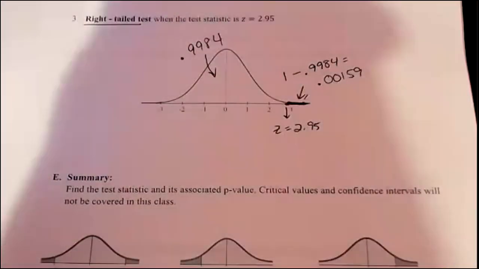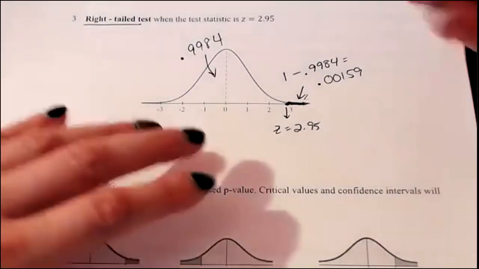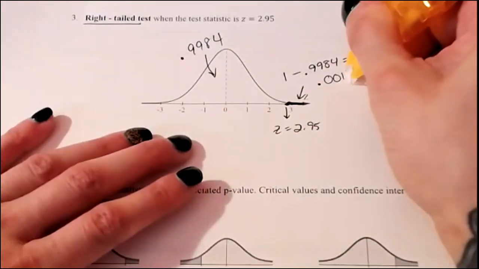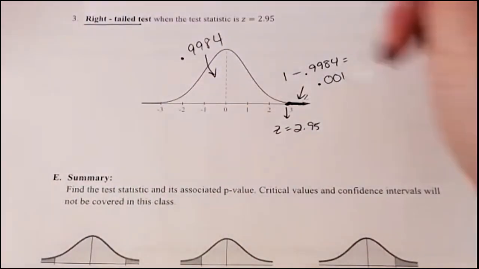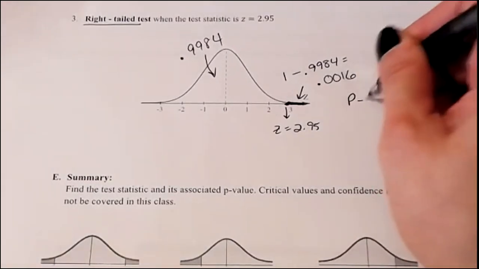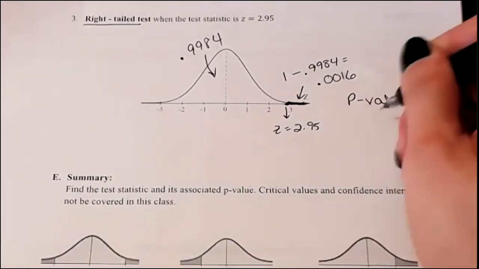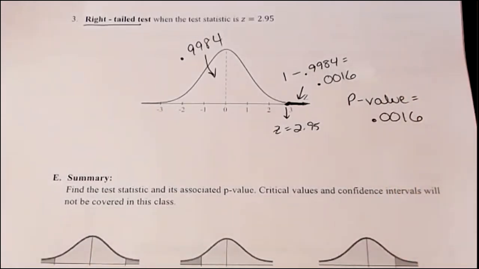I didn't mean to write 159. Hold on. It should be 16. That's my bad. I had a different table last time. So 0.0016 is correct. Perfect. Nick, that's beautiful. So the p-value is equal to 0.0016. Very nice. Excellent.